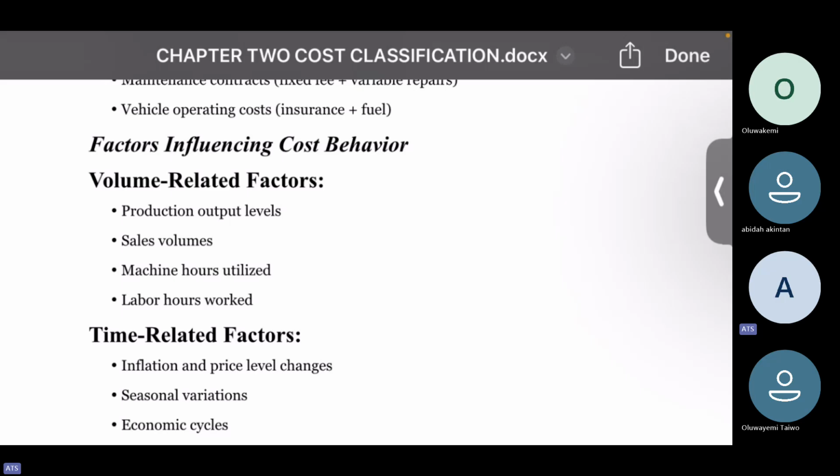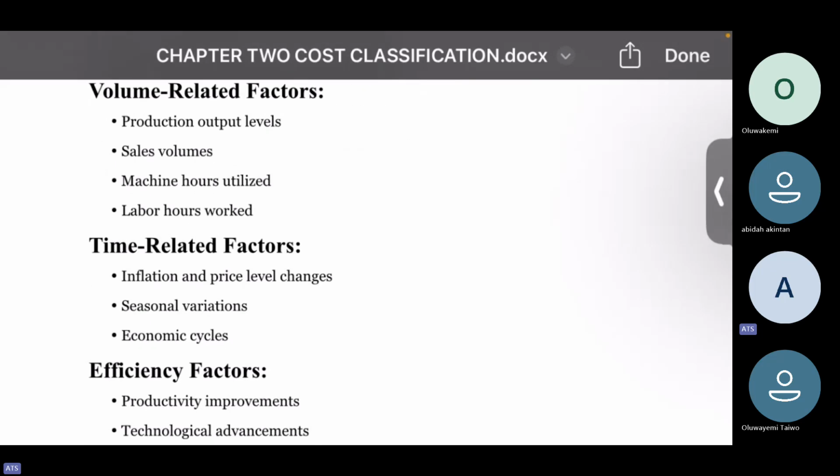Because we've been talking about activity levels. So, what are activity levels? Activity levels may be the number of units you produce, could be the number of units you sell, could be the machine hours, could be the labor hours. That's what we call activity levels, right?